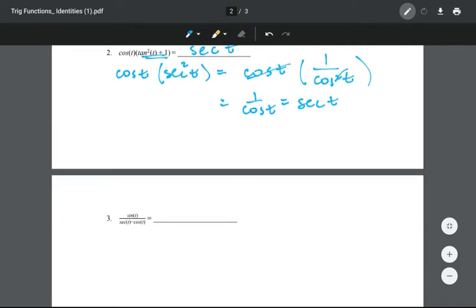Next, this one looks a lot like one of the ones we had up above. So I do want to start by getting everything in terms of sine and cosine. Let's go ahead and take that denominator. I'm going to leave the numerator sine t. Secant is 1 over cosine t minus cosine. So this is going to be minus cosine.